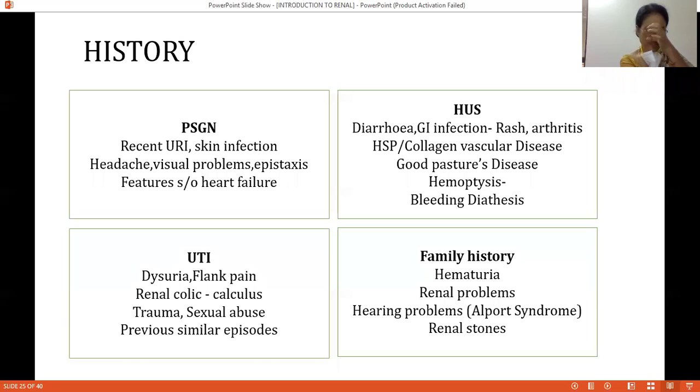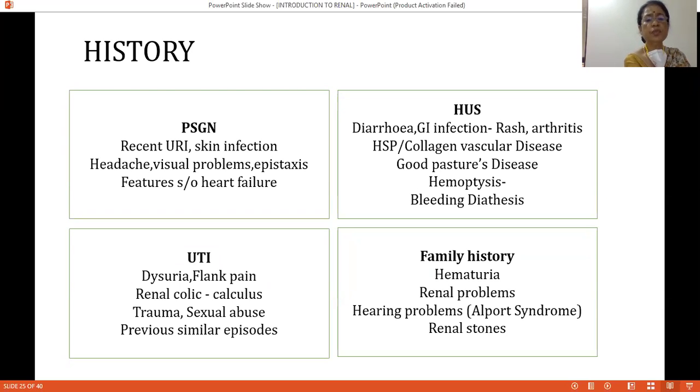All the diseases are included here. It may be acute glomerulonephritis, it may be nephrotic syndrome, it may be chronic kidney disease, it may be UTI, it may be ureteric colic due to stone, there may be a mass in the kidney. All of these you have to separate out.